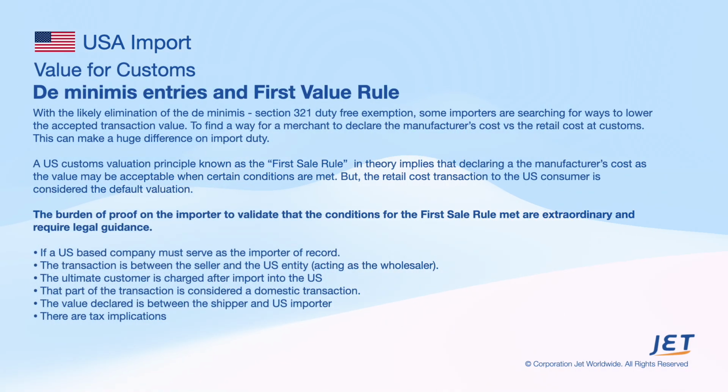If you're importing e-commerce goods, you may have heard the term first value rule. It's a way to declare a lower value than the transaction value. It's a bit tricky, I would say a lot tricky, and not something that I recommend, but as there's a lot of discussion around this theory lately, I thought it worthy of a mention.